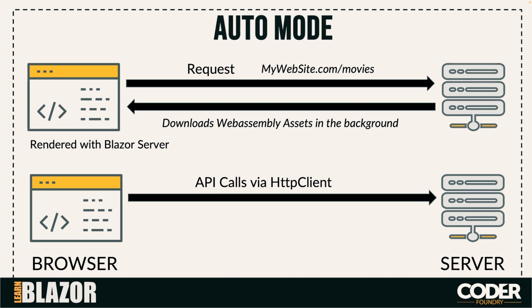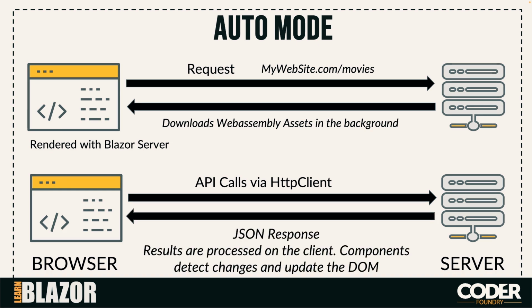And then the next time you make a call, it works just like WebAssembly, because it'll run on the client at that point. So it can either run on the server while it's downloading WebAssembly in the background, and then the next call will go over to HTTP client and then pull this back as a JSON response and update the DOM just like in WebAssembly mode.